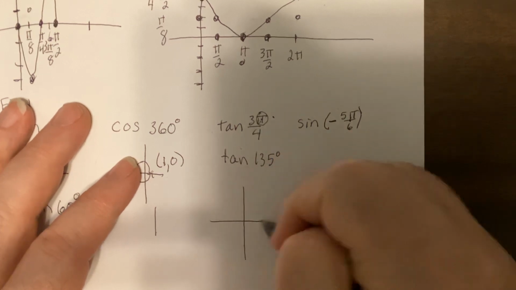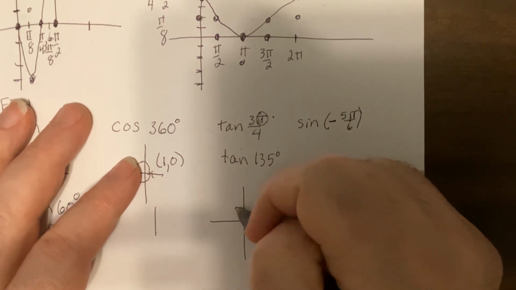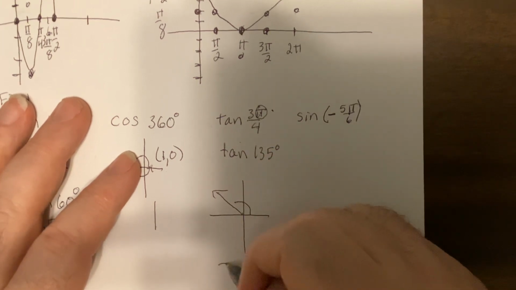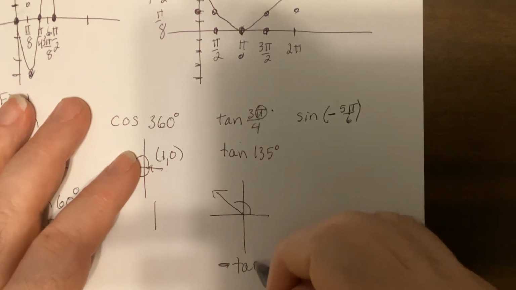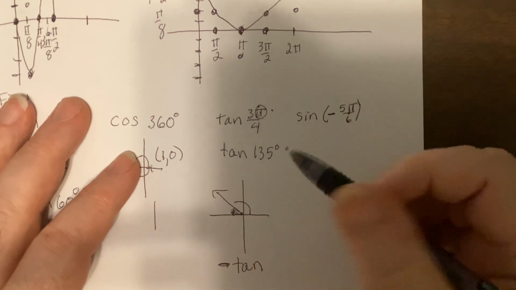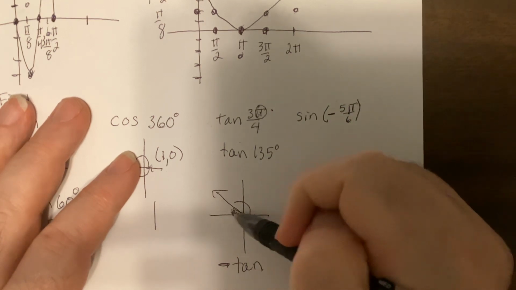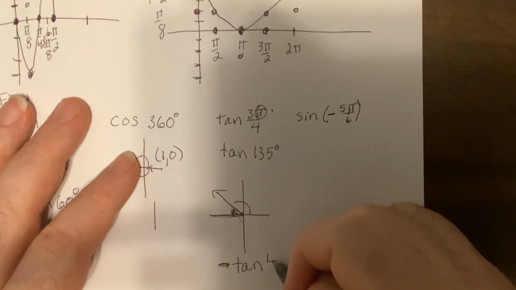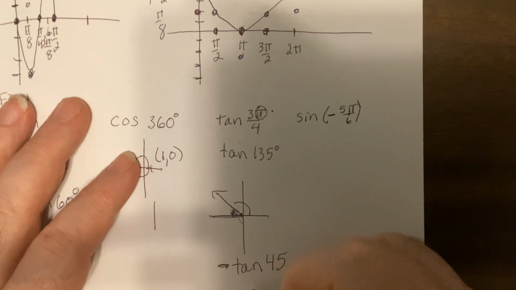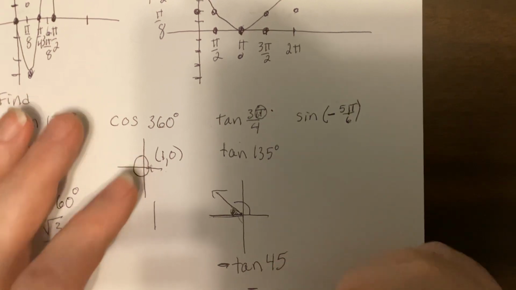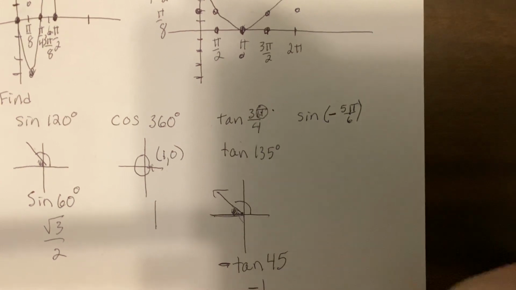So that would be in the second quadrant. Tangent's negative in the second quadrant. Reference angle is 45 degrees. Remember, the reference angle is made with the closest x-axis and the terminal side. And a tangent of 45, most people remember, is 1. So the answer is negative 1.